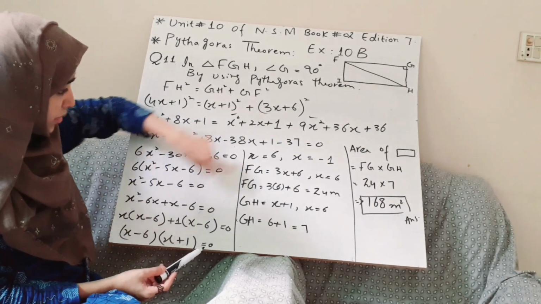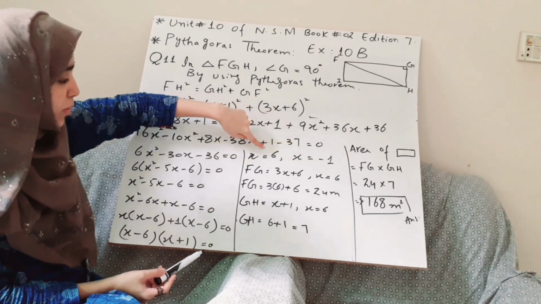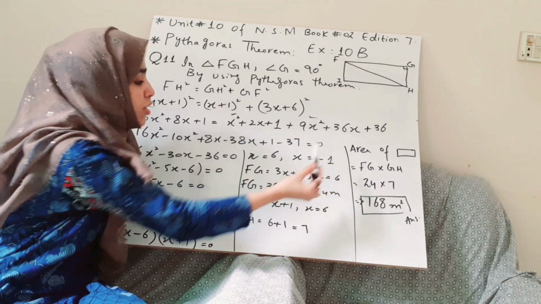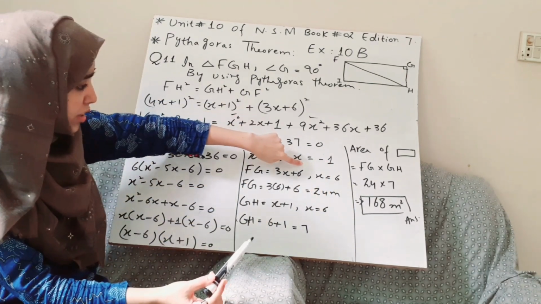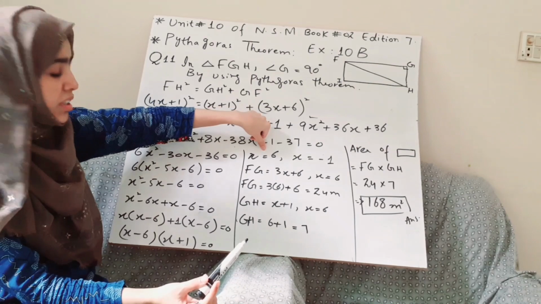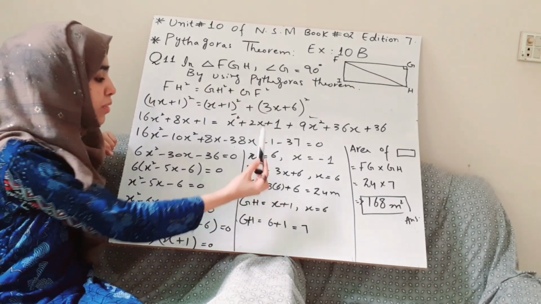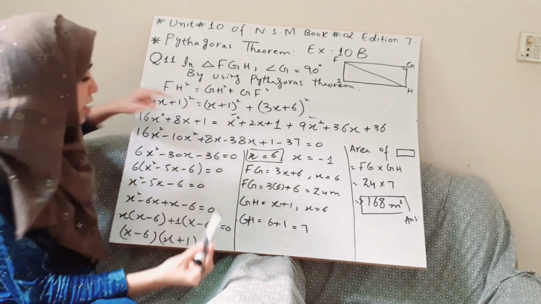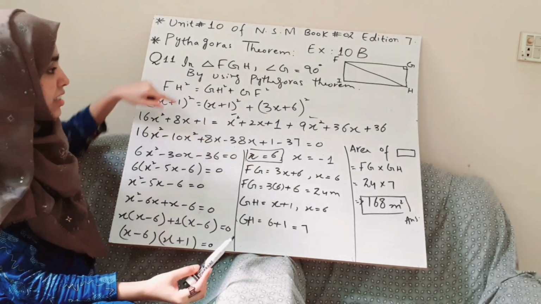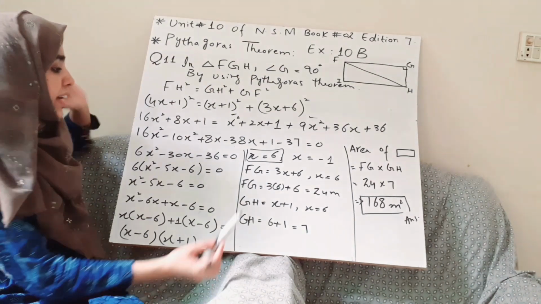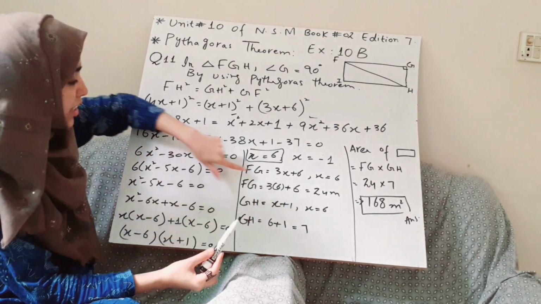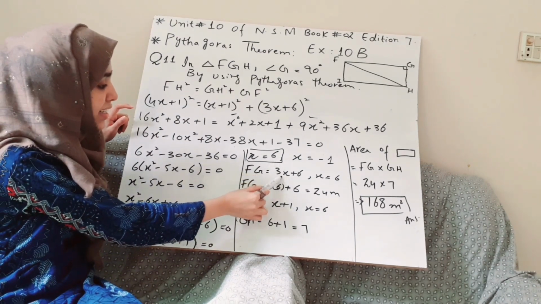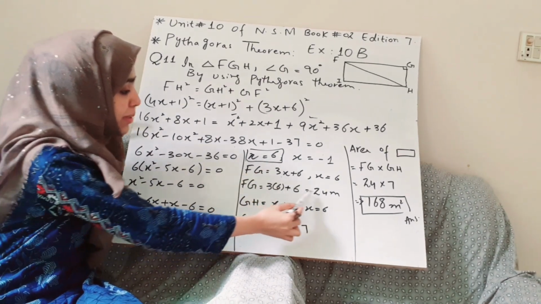We have found two values, one positive and the second negative. We will not solve for the negative value because distance is not negative, distance is always a positive value. So we will only solve for the positive. So we have found this x, but our main task is to find the area of this campsite. So how can we find the area? FG is given as 3x plus 6 meters length. We have to put 6 in place of x here. After putting it, FG will be 24 meters.